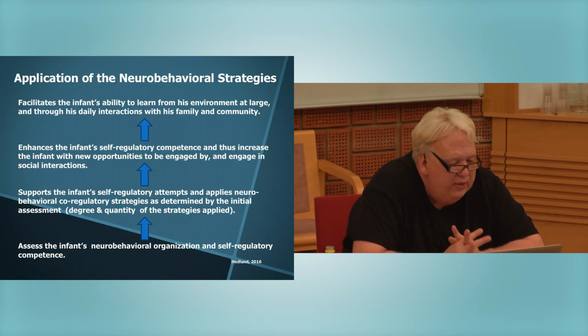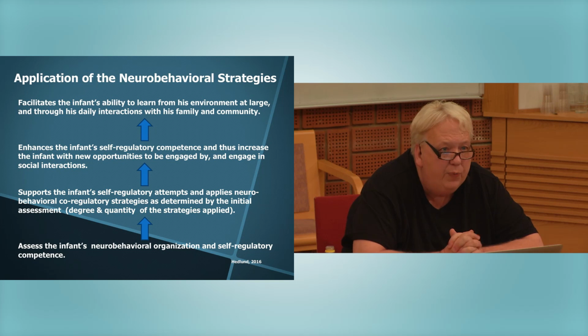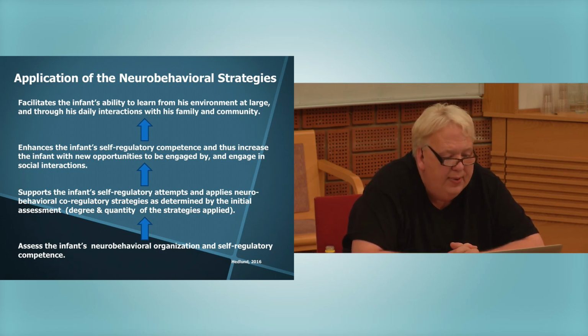So we first assess the neurobehavioral organization and self-regulatory competence of the infant, which leads us to support the infant's self-regulatory attempts and apply neurobehavioral co-regulatory strategies as determined by the initial assessment, which enhances the infant's self-regulatory competence and thus gives the infant new opportunities to be engaged by and engage in social interaction, which then facilitates the infant's ability to learn from his environment at large and through the daily interactions with his family and community.